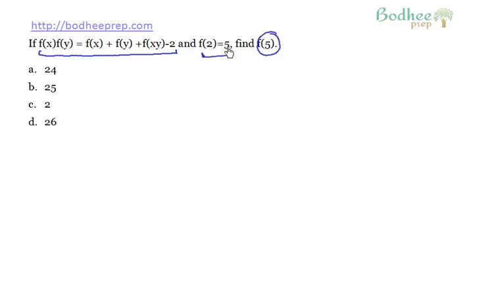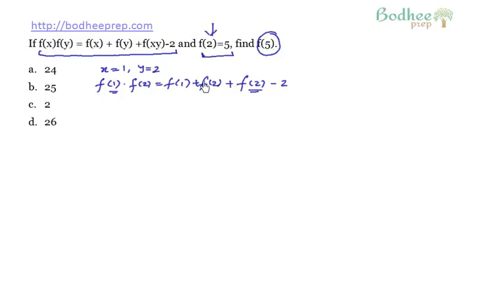So let us find a few terms, because I don't think we can directly get the value of f of 5 just by knowing the value of f of 2. So what we can do is take the value of x to be 1 and y to be 2, so that we can get the value of f of 1. If you substitute into the expression given, it will be f of 1 into f of 2, which is equal to f of 1 plus f of 2 plus f of 1 into 2, which is f of 2, minus 2. Since the value of f of 2 is known, we can easily get the value of f of 1.